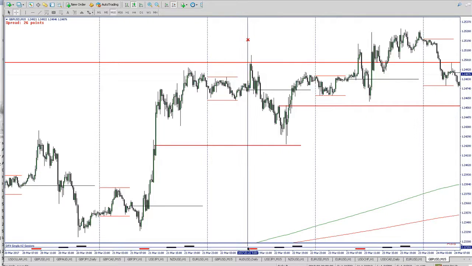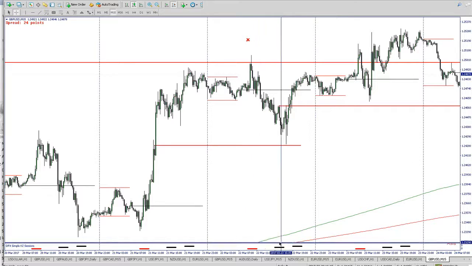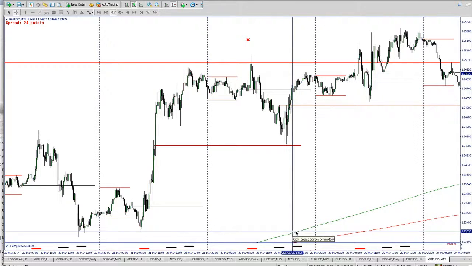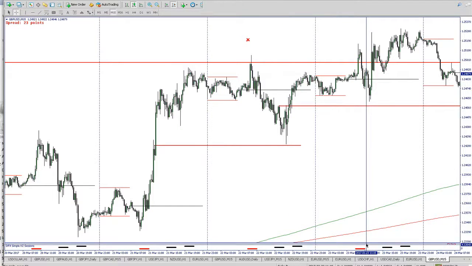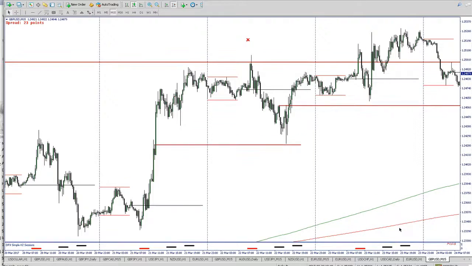Times are, I'll say it in UK time, 7 to 9, 1 to 3, and 5 to 7. You've got kill zones, as you can see here.